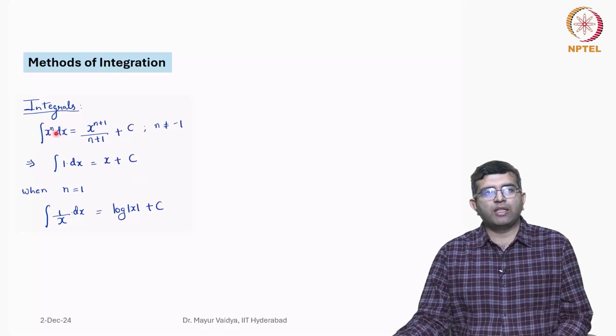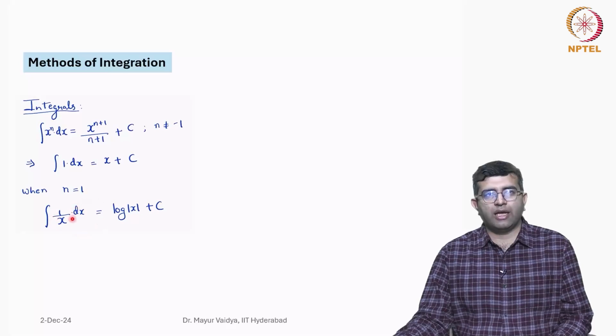So if you apply this for n equal to 0, then integral of 1 dx is x plus c. So remember, this formula is applicable for all n's, but not when n equal to minus 1. For n equal to minus 1, it becomes 1 by x dx, and the integral of 1 by x is log of x plus c.